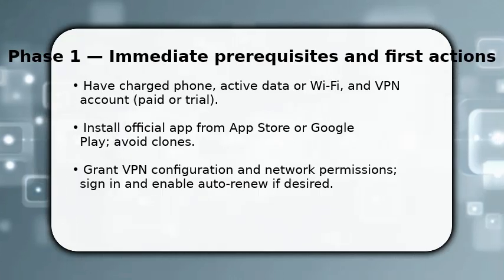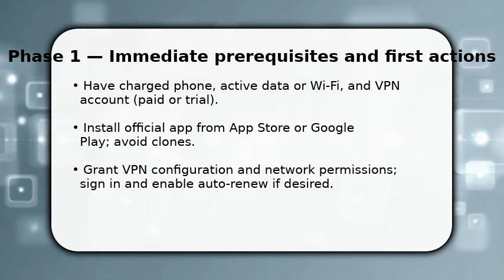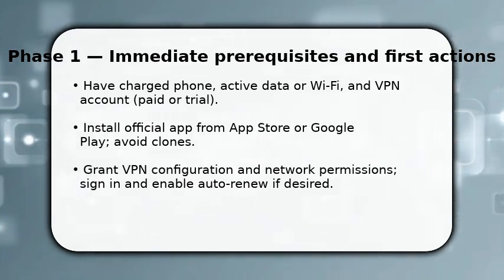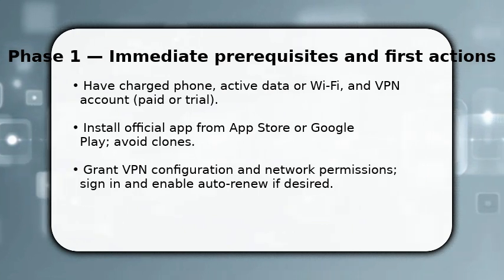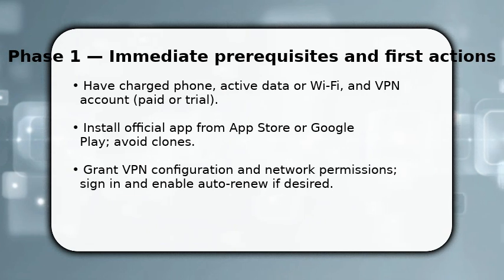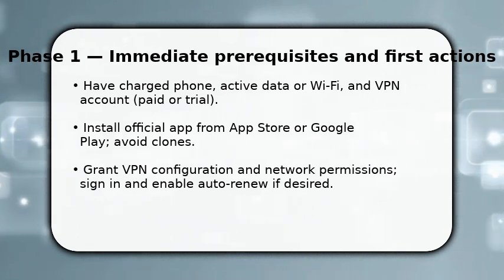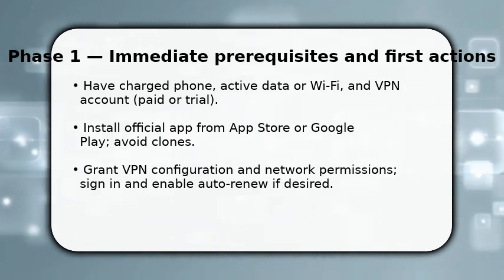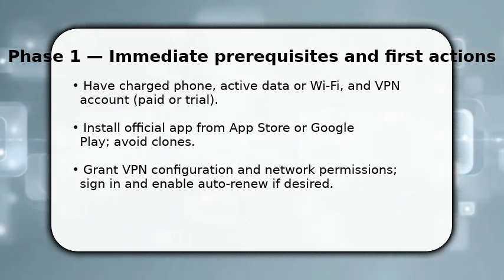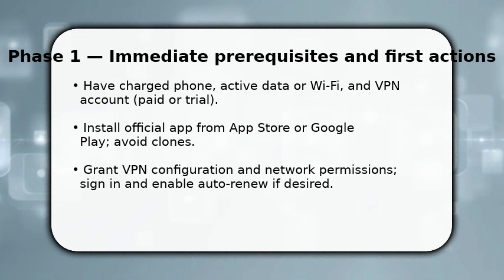You begin by confirming prerequisites: a charged phone, active data or Wi-Fi, and a paid or trial VPN account. Open the App Store or Google Play, search the provider, and install the official app. Avoid clones. Once installed, open the app and grant required permissions such as VPN configuration and network access. This allows the app to route traffic safely.